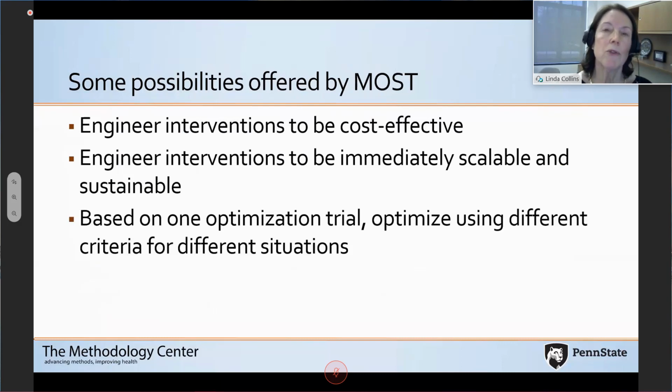You can conduct a single optimization trial and potentially optimize using different criteria for different situations. Now, of course, this would require the assumption that the sample that you use for the optimization trial would generalize to the new population. But suppose, for example, that you optimized an intervention that gave you the best expected outcome for $500 a person or less. Now, suppose a more resource-poor area says, we would love to have an intervention like this, but we only have $300 a person. Well, if you can make that assumption that the optimization trial could reasonably apply there, you could then use the results of the same optimization trial to determine what set of components gives you the best expected outcome for $300 a person or less.